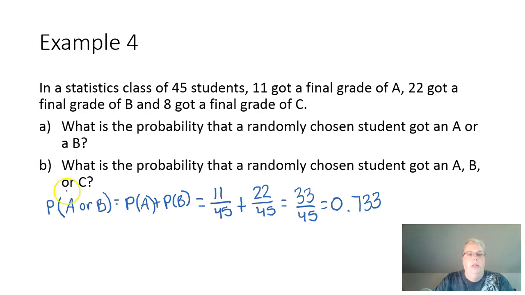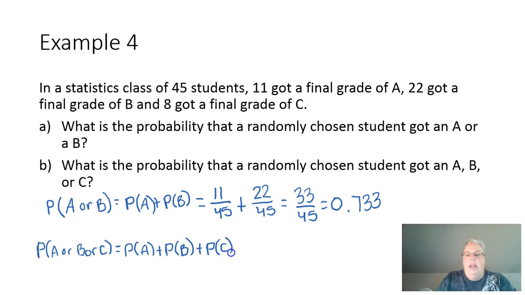B. What is the probability that a randomly chosen student got an A or a B or a C? This time, we are looking for the probability of A or B or C. And again, these events are going to be mutually exclusive because you can't have a final grade of an A and at the same time have a final grade of a B or a C. So we're going to find the probability of getting an A, add it to the probability of getting a B, and add that to the probability of getting a C.